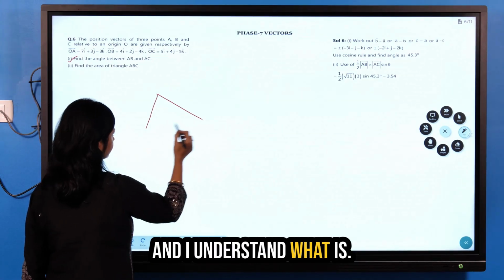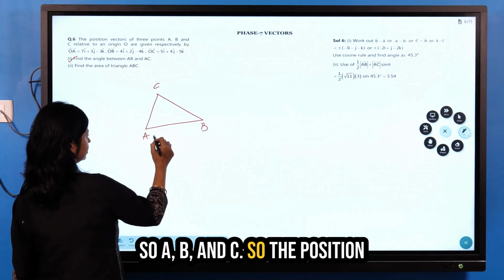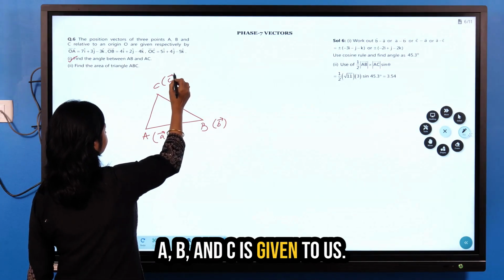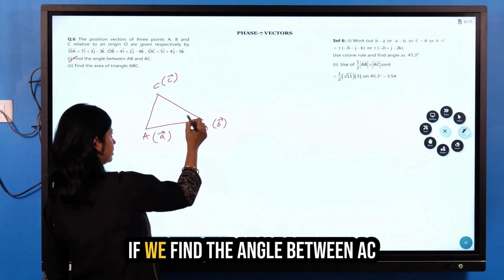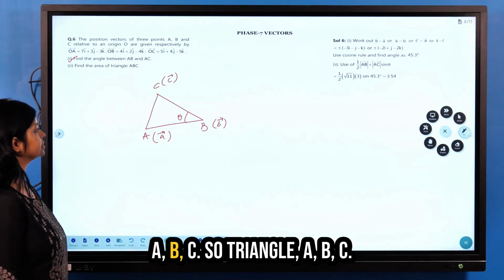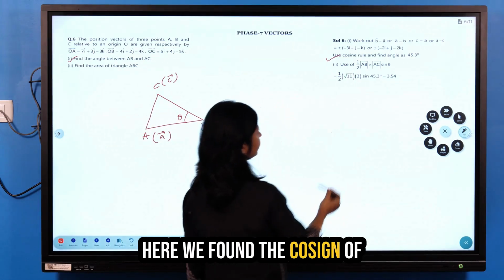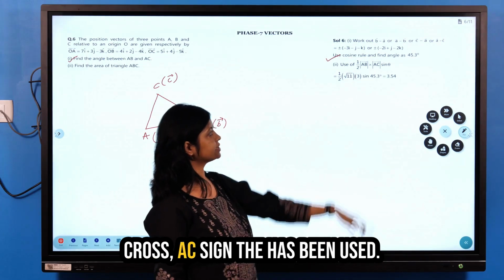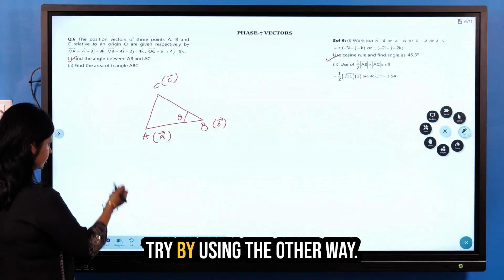I understand what the point of discussion is here. The position vectors of A, B, and C are given to us. If we find the angle between AB and AC, we can find it by cos theta. Here we have found the cosine of the angle, and then AB cross AC sine theta has been used. Instead of that, because we have the components, let's try the other way.